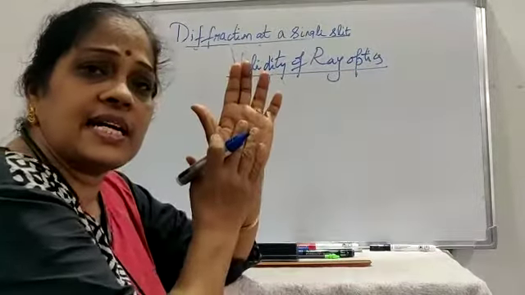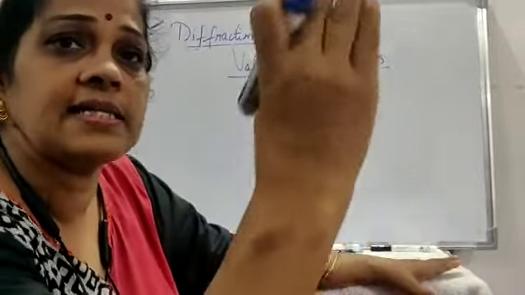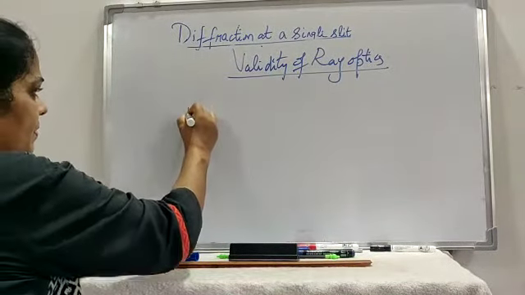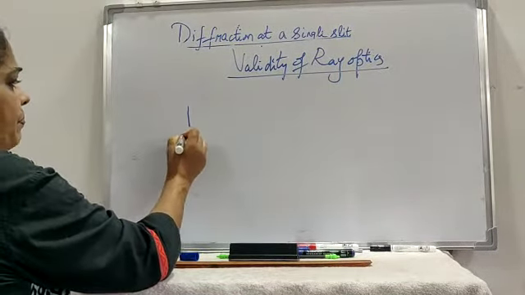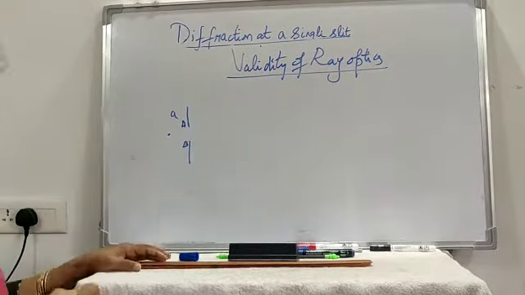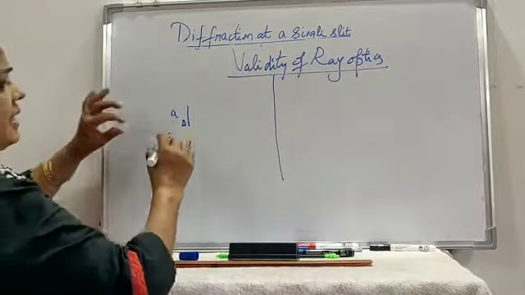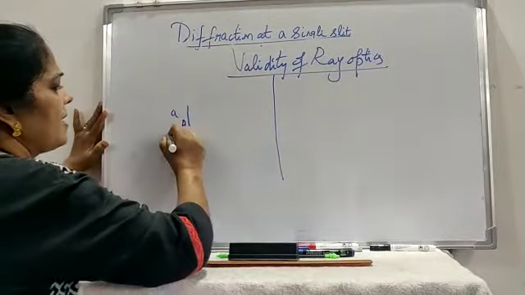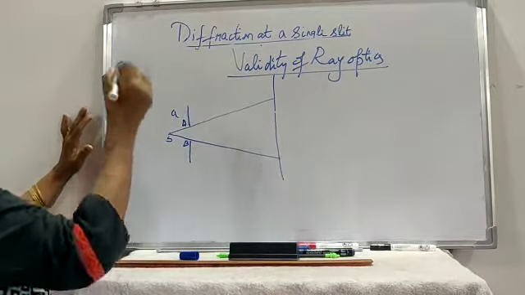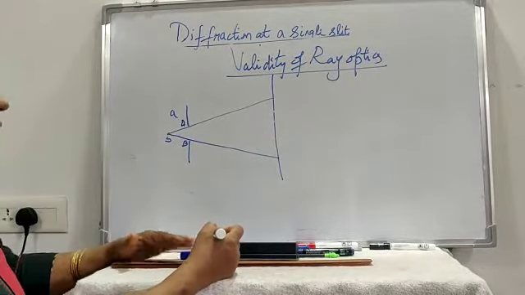Now, we have to discuss up to what distance ray optics is valid, and up to what distance wave optics is valid. For that, just consider a slit. Let a be the width of this slit. Now, you have a point source of light over here, and this is the screen over here. If ray optics is valid, this is the limit up to which you get the brightness of this source. Beyond this, it is the region of geometrical shadow, isn't it?